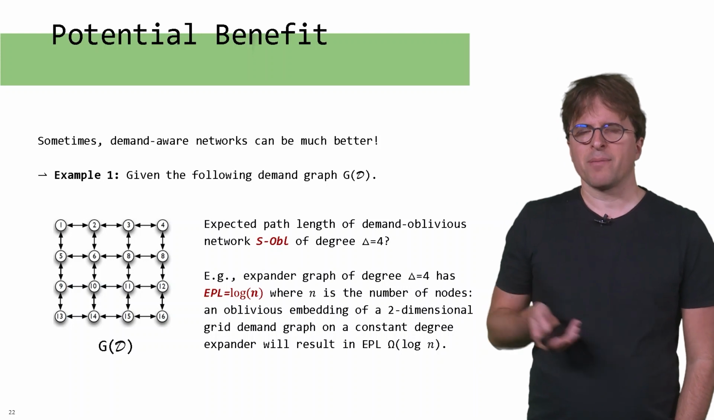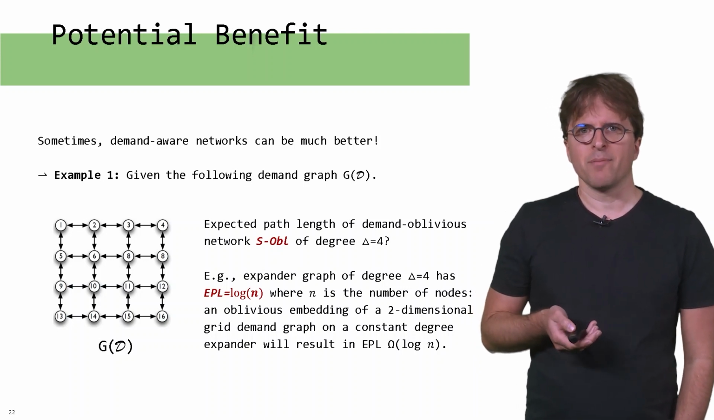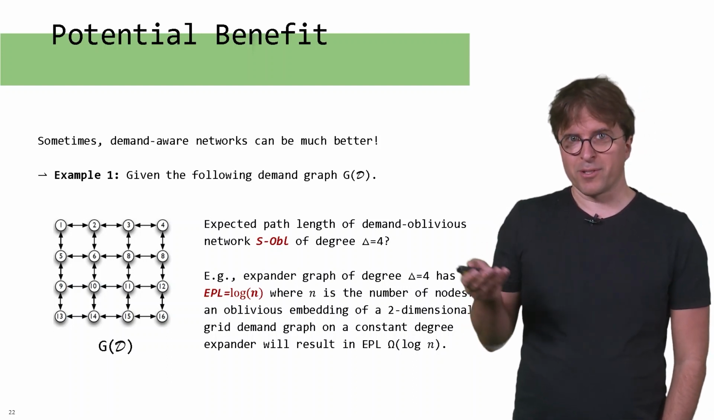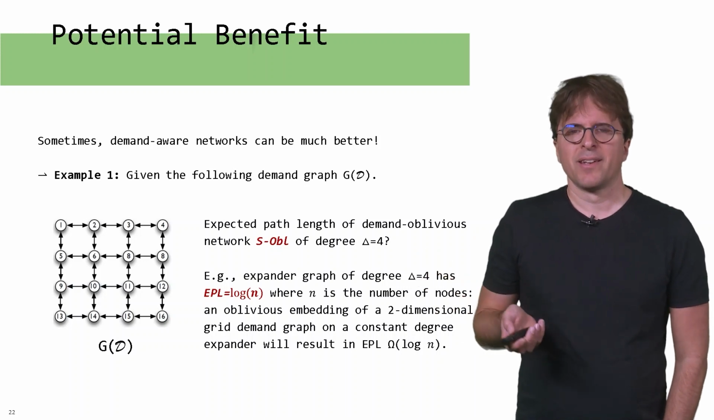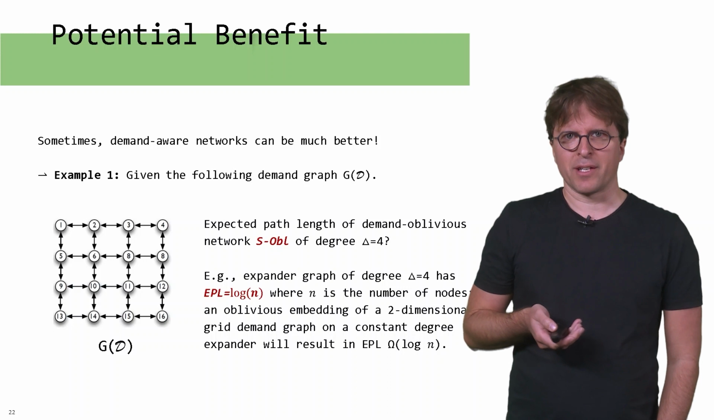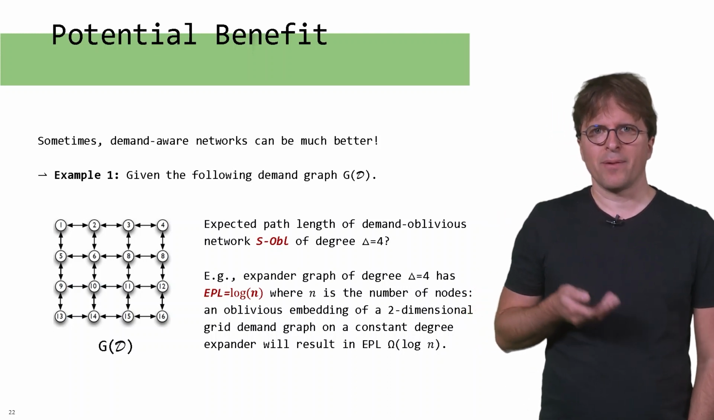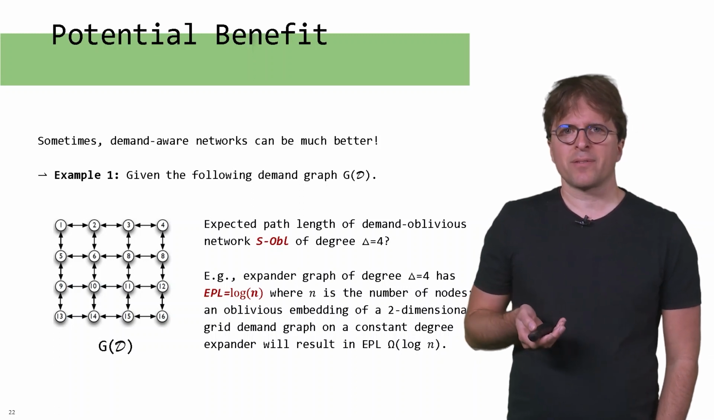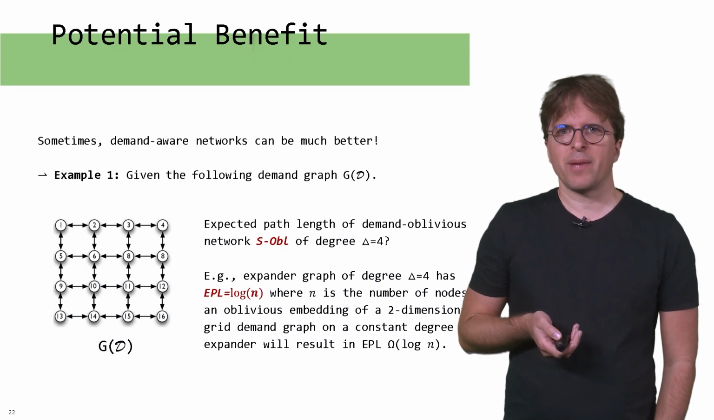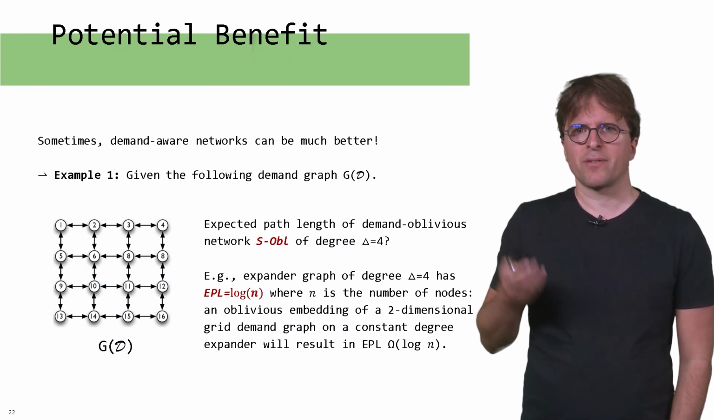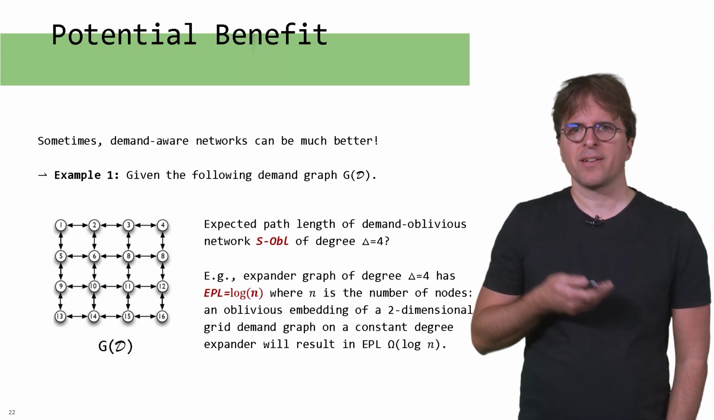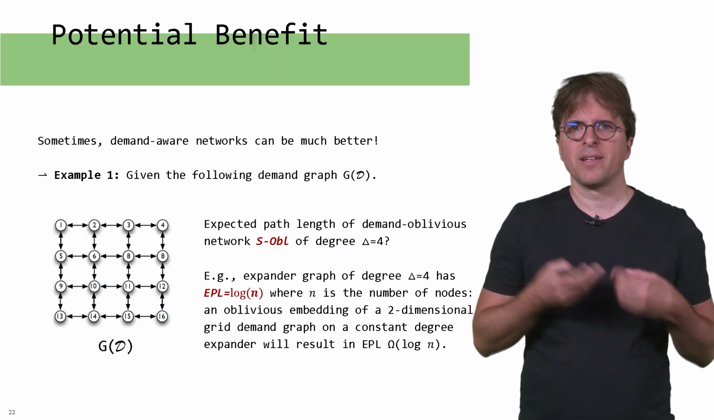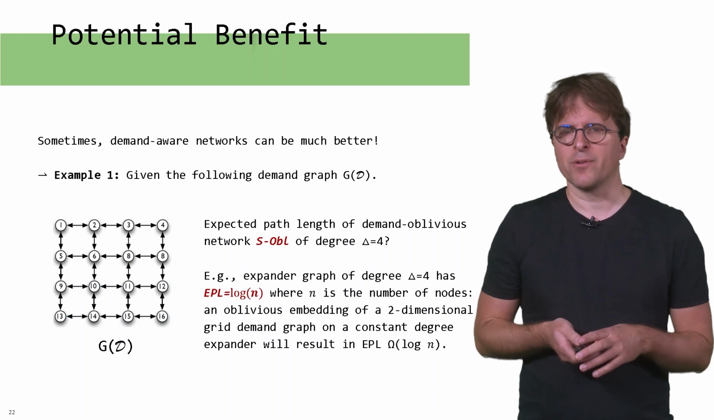And let's say we want to build a demand-oblivious network for this demand. So a good choice here, or almost optimal choice, is that you can have an expander graph. So if you have an expander graph of bounded degree 4 for this demand, what will be the expected path length? It will be log n. So n is the number of nodes, remember. So in an oblivious embedding of a two-dimensional grid, this demand graph, on a constant degree expander, unfortunately, the expected path length will be log n. Okay, so it's not a very good choice.